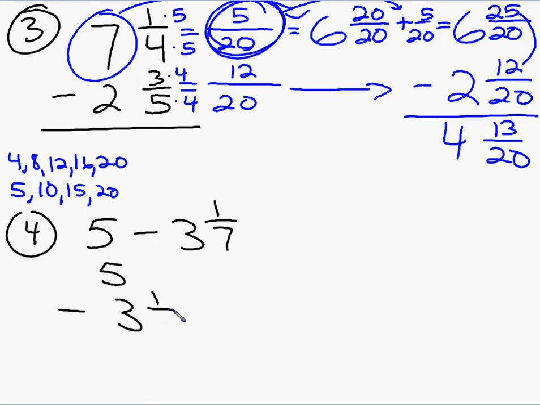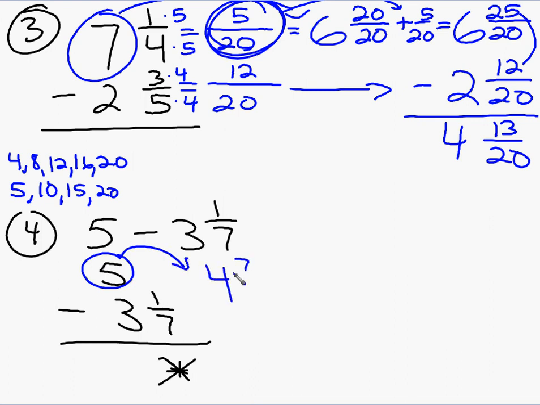5 minus 3 and 1/7. Now, the top fraction is missing the fraction part, isn't it? So you can't just put a 1/7 down here. Okay, that would be wrong. I need to rename. I need to borrow, because I can't take 1/7 from nothing. So we're going to do it the same way that we did it before. We're going to take this 5, take 1 off of it, and call it 4 and 7/7.